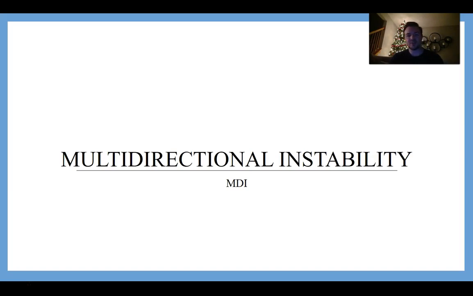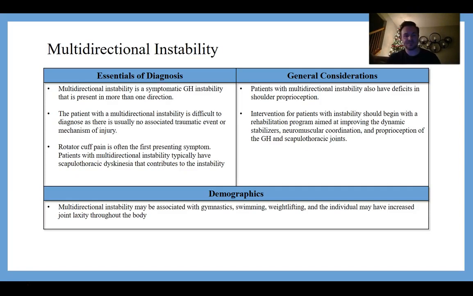So multi-directional instability, we also call this MDI. This is going to be glenohumeral instability that is present in more than one direction. And remember, we think about laxity versus instability. Laxity, there's no pain, so someone could be lax. You want pain in two directions. So someone usually has inferior instability, meaning pain in the inferior direction, and then usually one of the other of anterior or posterior.